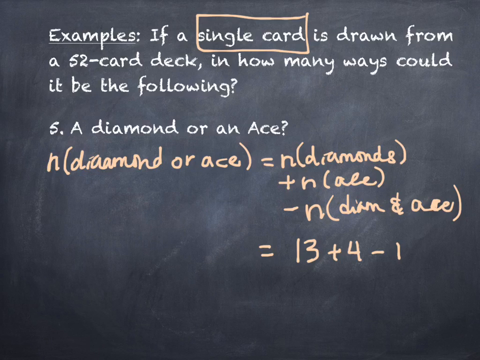So why am I removing my ace of diamonds? Because I counted it twice, didn't I? I counted it when I counted the diamonds, and then I counted it a second time when I counted my aces. I don't want to count it twice. I've got to remove that double count. So I subtract off that double count, which was in this case the number 1. 13 plus 4 minus 1 is 16.